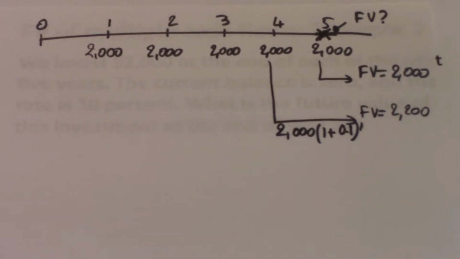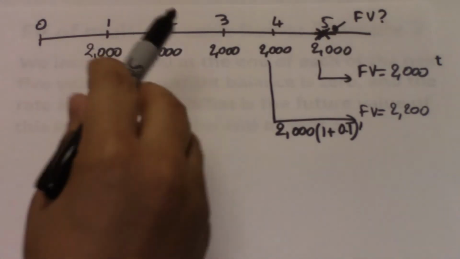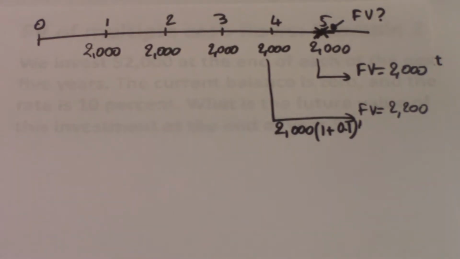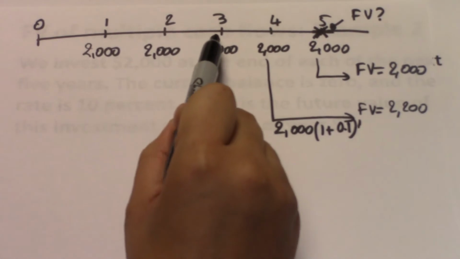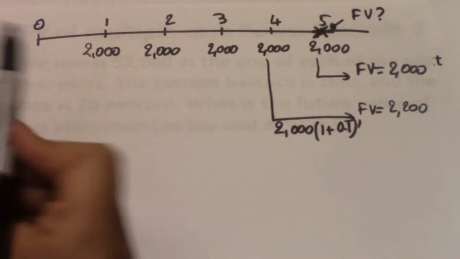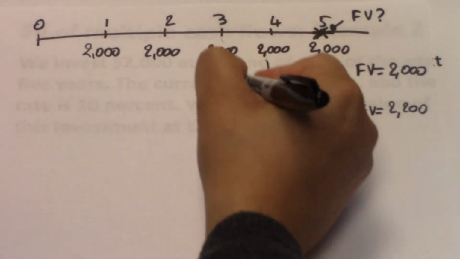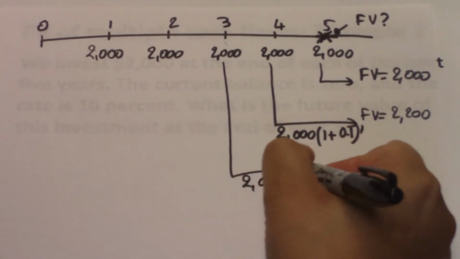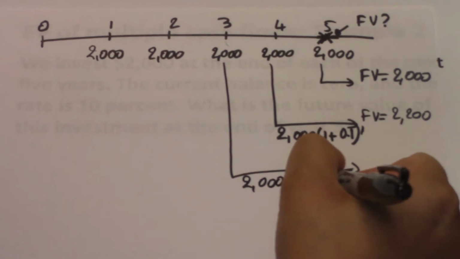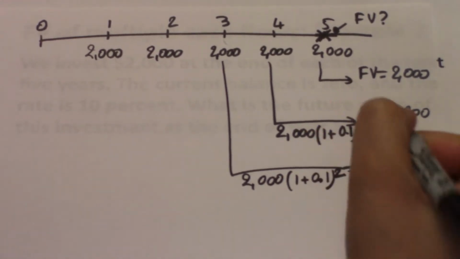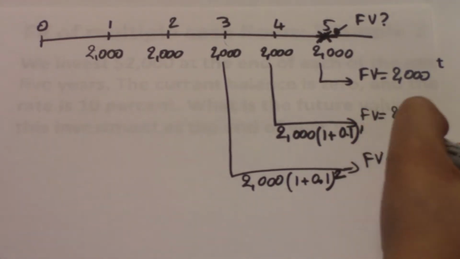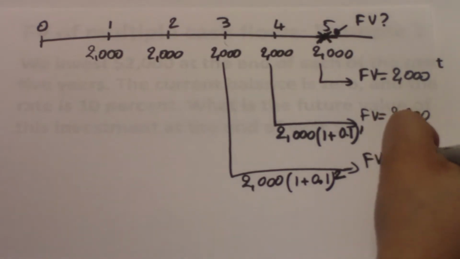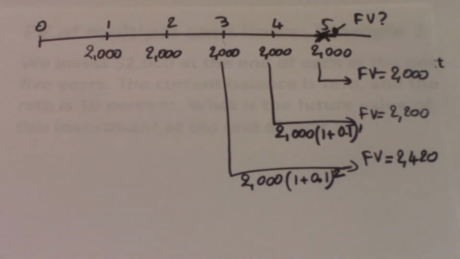Next, we try to determine the future value of the $2,000 that is deposited at the end of year 3. This $2,000 has 2 years to grow, so 1 and 2. So it would be 2,000 times 1 plus 0.1, the interest rate, to the power 2, which gives a future value of 2,420.